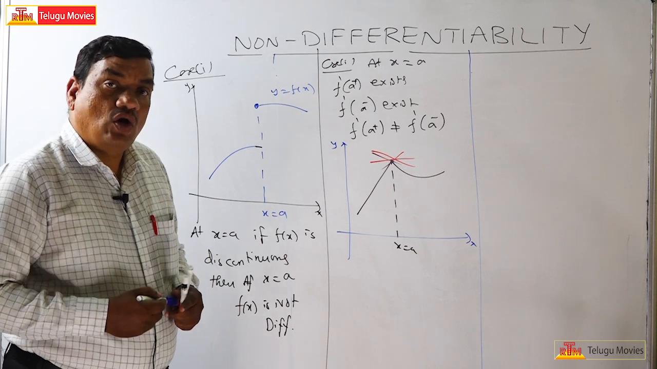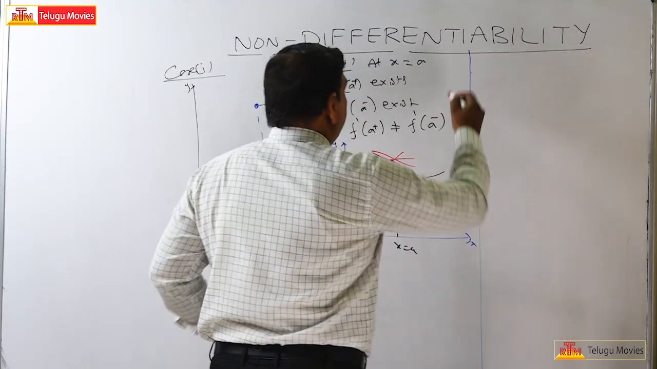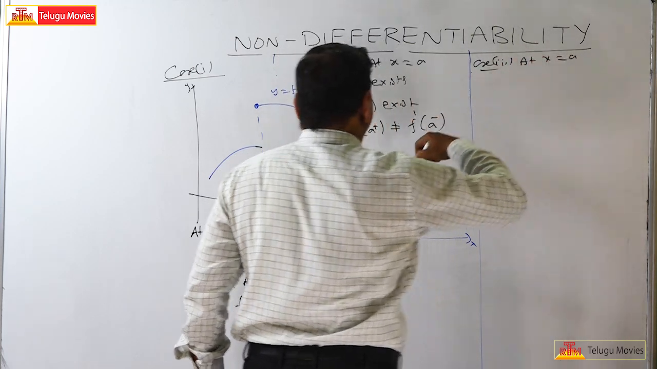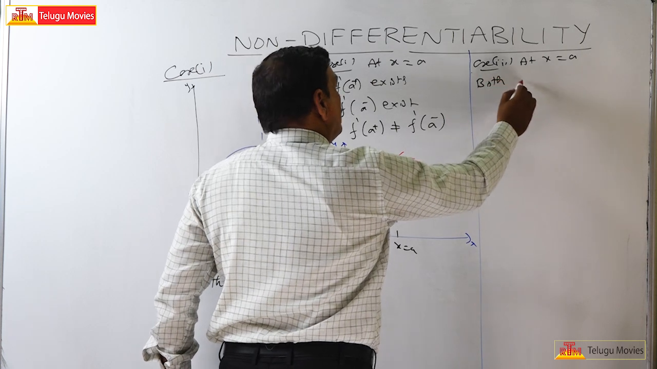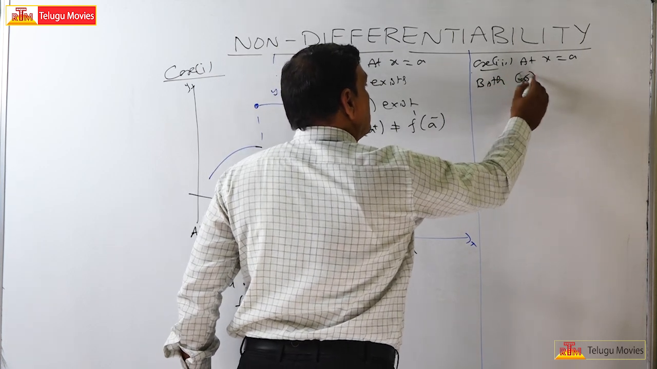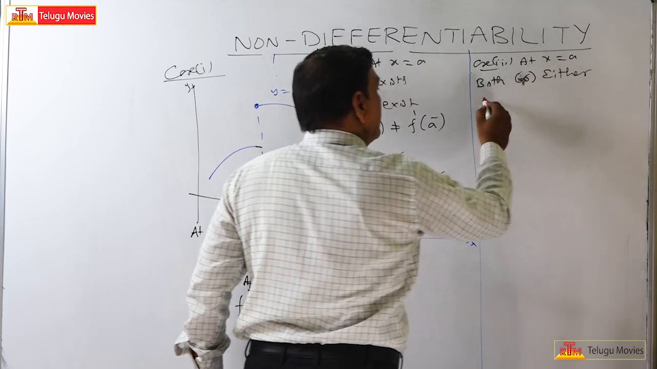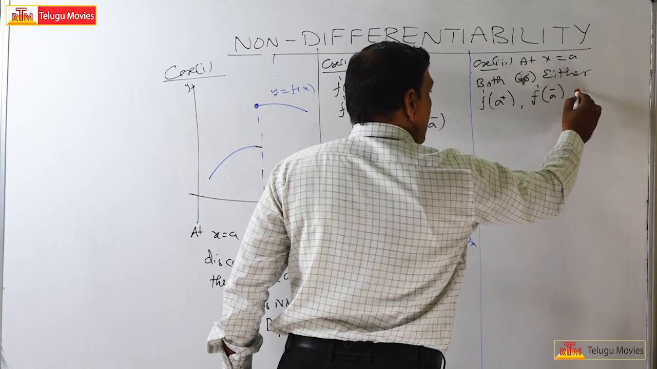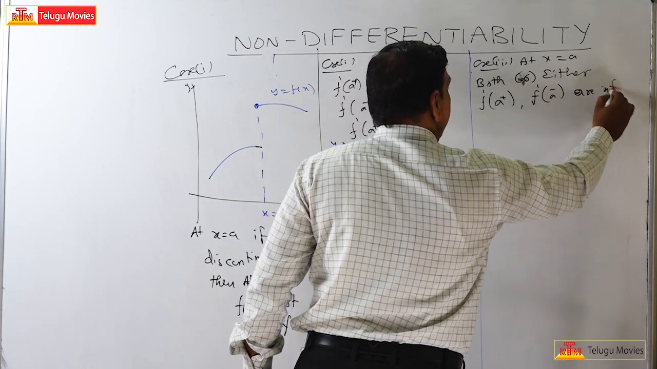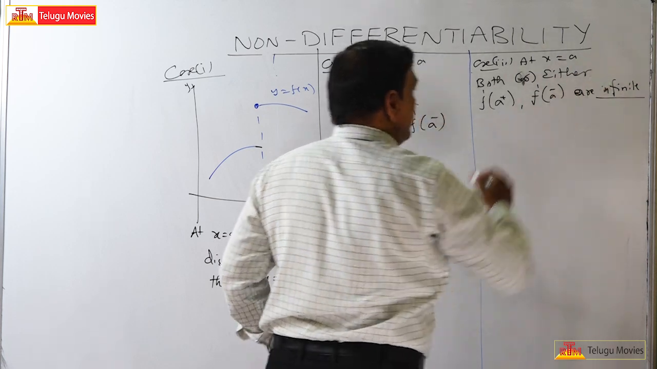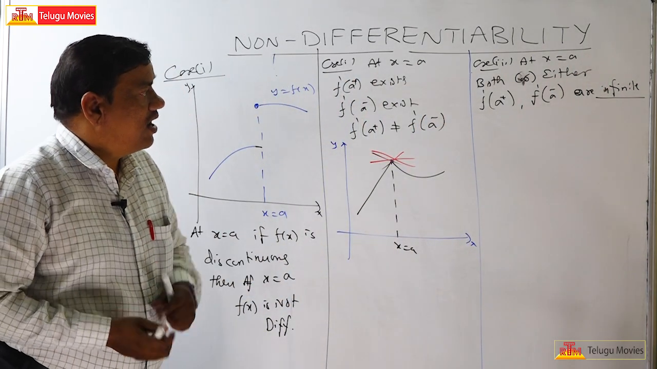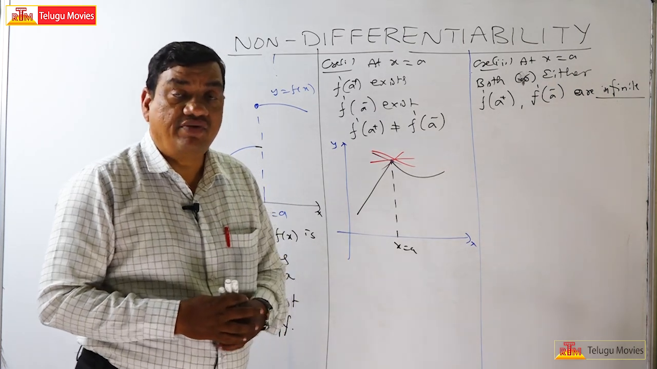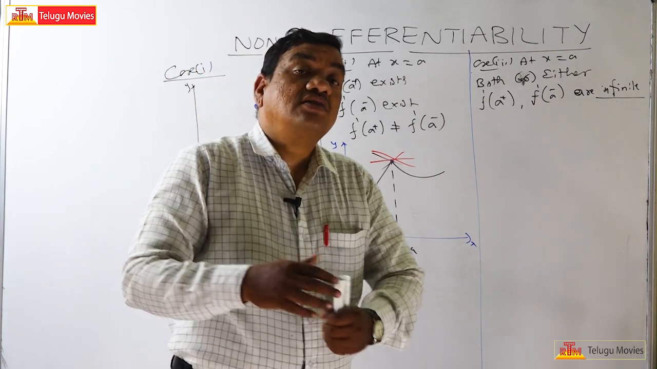Let us take a third case. What is the third case here? At x is equal to a, f dash of a plus and f dash of a minus are both infinite, or either one of them is infinite. So that means if you find the derivative at x is equal to a, the answer is infinity.